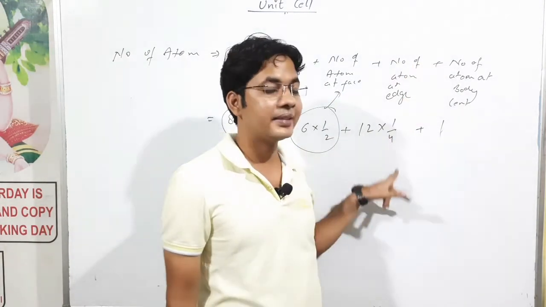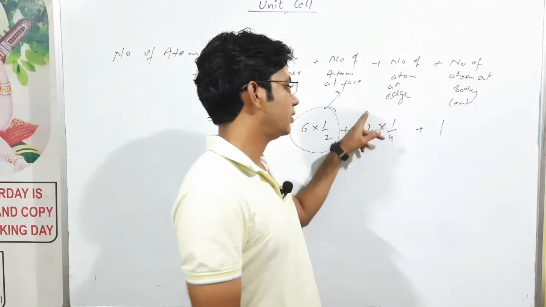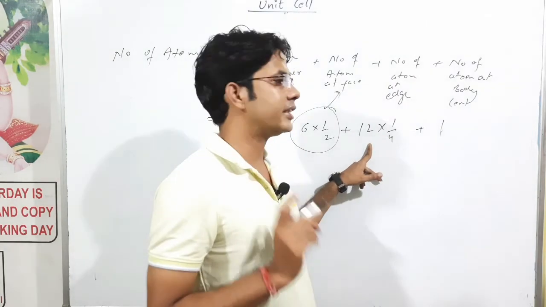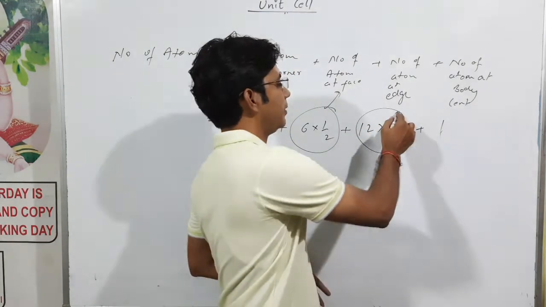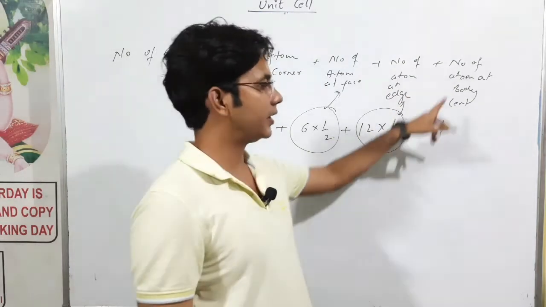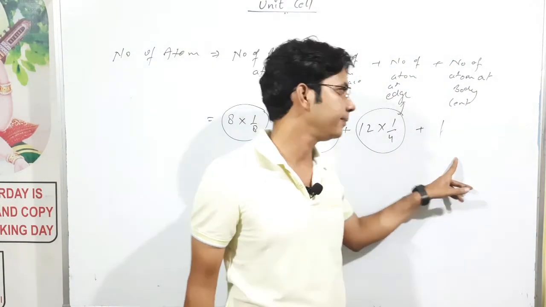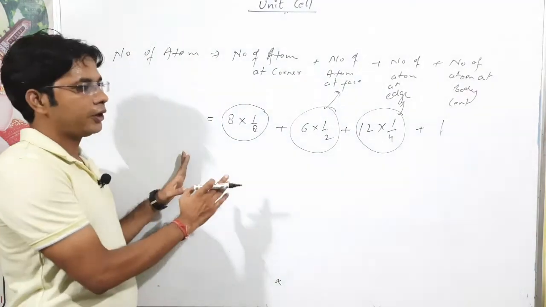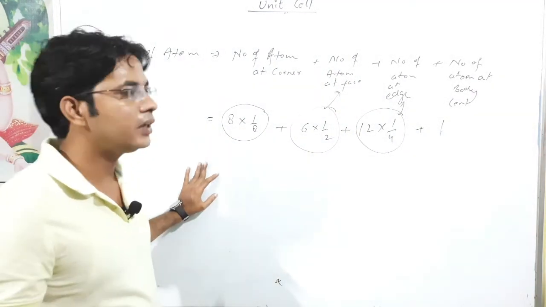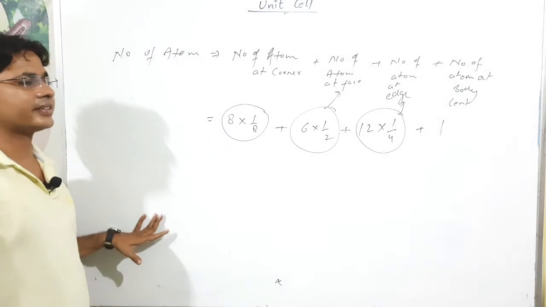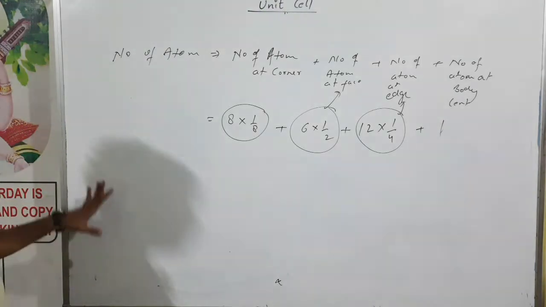Number of atoms at the edge: there are 12 edges and one atom at each edge is shared between 4 unit cells. So it will be 12 into 1 by 4. And the number of atoms at the body center is 1, and it is not shared between 8 unit cells. Okay, from this point of view we will utilize whatever we need. Take the screenshot of this, then we will look for the questions.